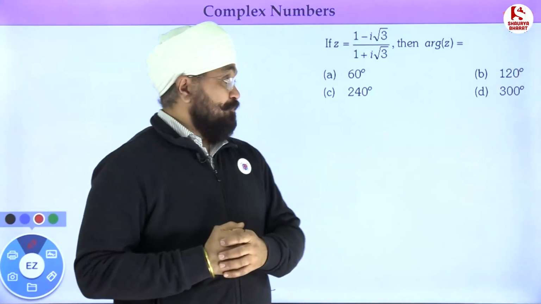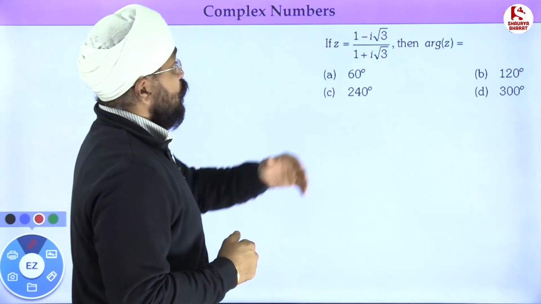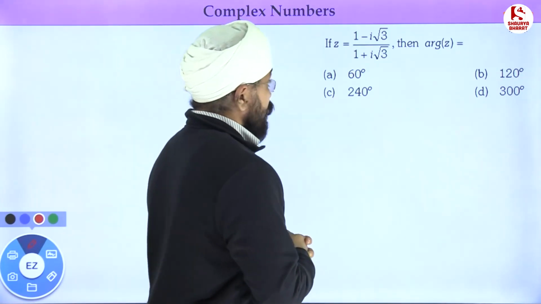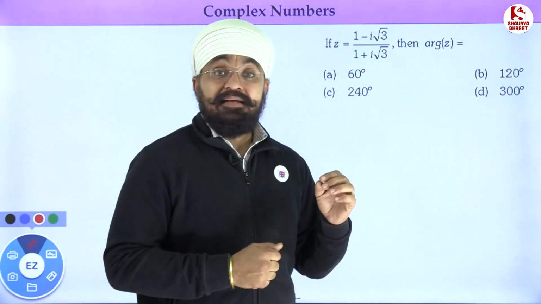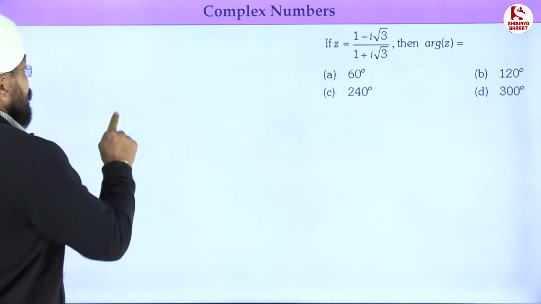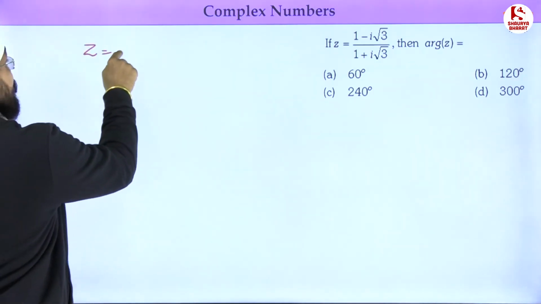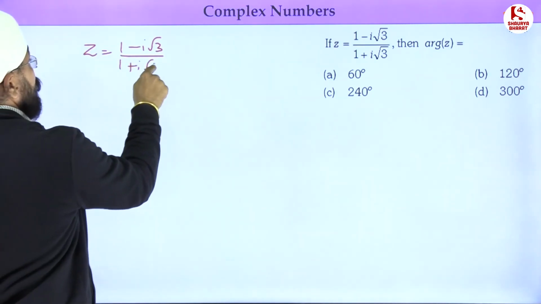Now let us take a question. Here they have given a question that if z is equal to (1 minus iota root 3) upon (1 plus iota root 3), then we have to find the argument of z. First I will go with the basic method, where z is given as (1 minus iota root 3) divided by (1 plus iota root 3).